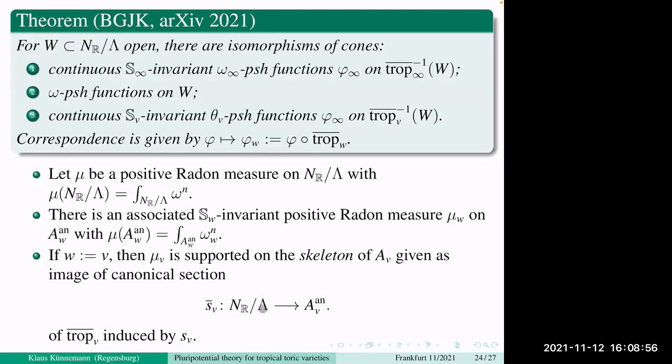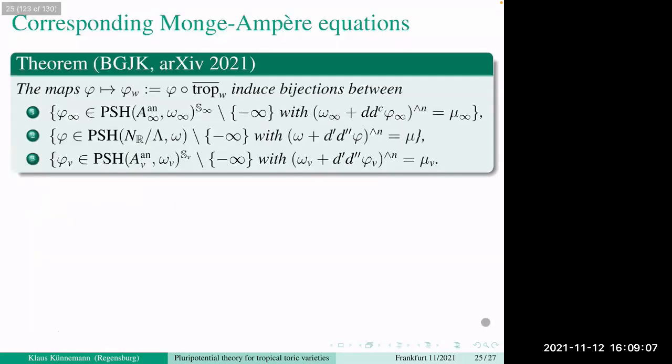Yeah, so now you see here that the skeleton in this situation is now a real torus. And so again, we have made compatible choices of Radon measures. And so we can ask for solutions of the corresponding Monge-Ampère equation. So here is the complex Monge-Ampère equation. Here is the tropical one, and here is the non-Archimedean one. And you look at the corresponding spaces of solutions inside of the plurisubharmonic functions here with respect to omega now.